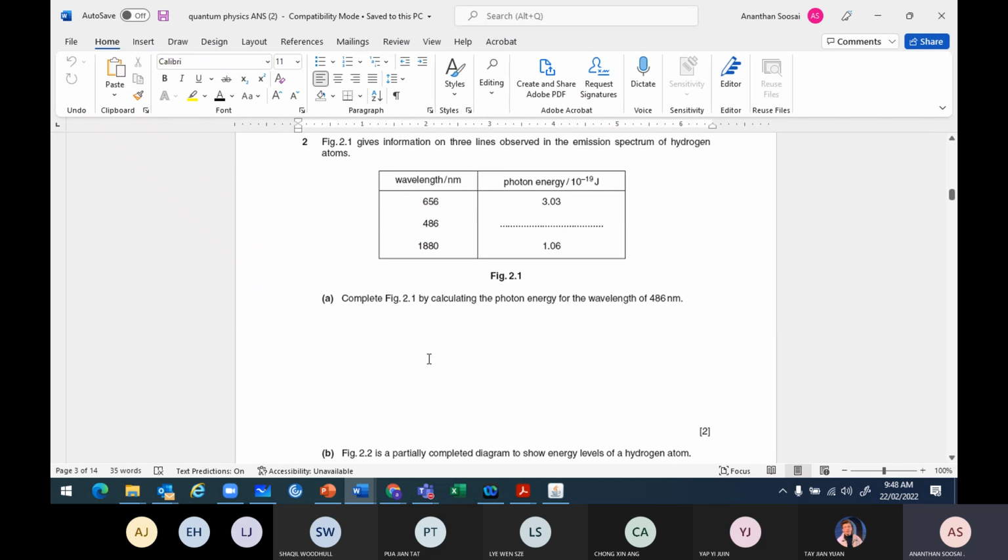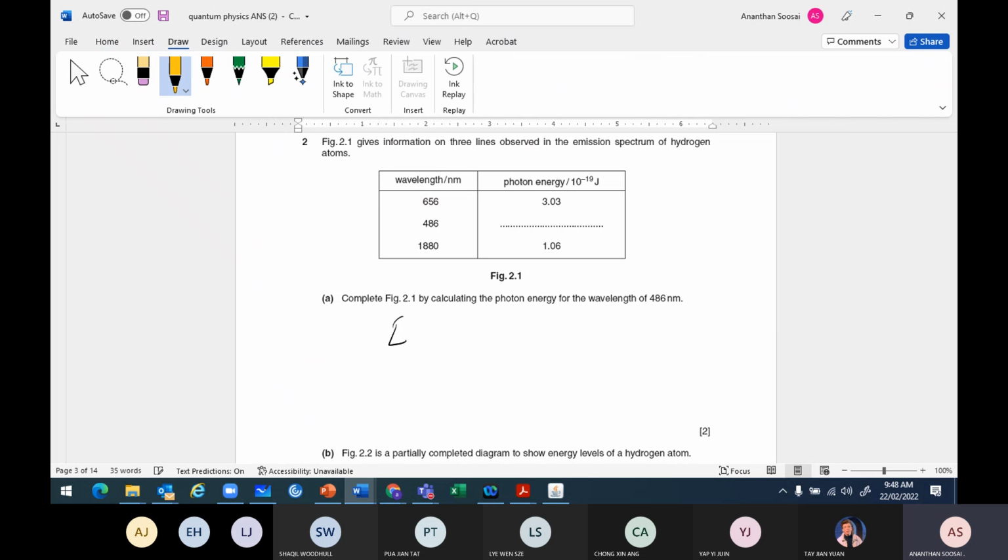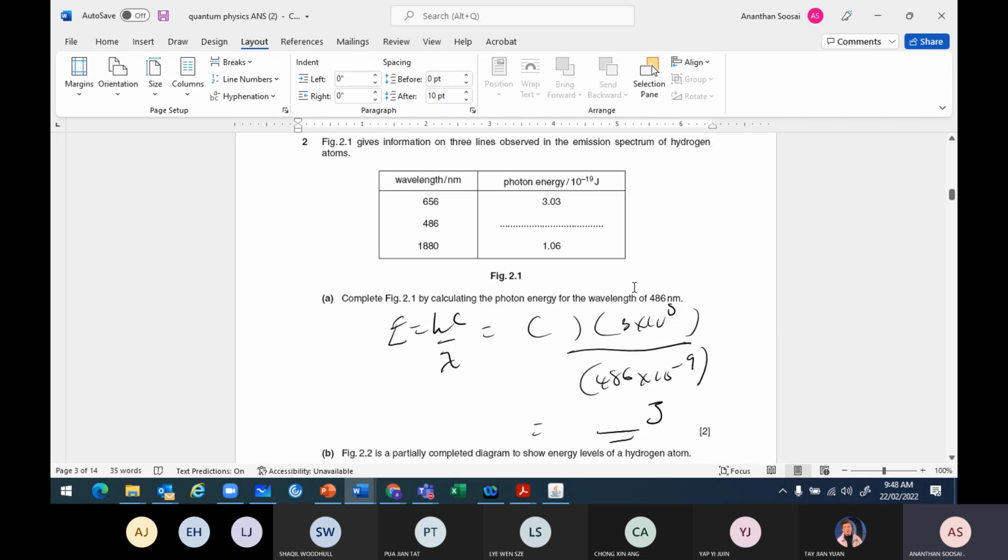So part A, the formula is energy equals hc over lambda. The Planck constant, speed of light 3 times 10 to the power 8, over the wavelength, 486 times 10 to the power negative 9, to get the energy in joules. Okay. Next.